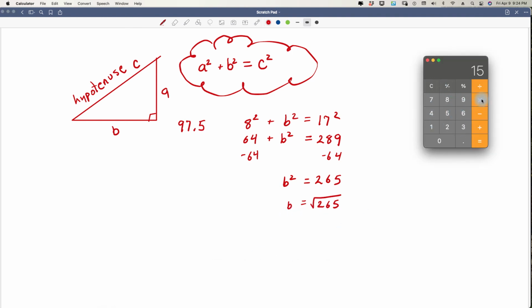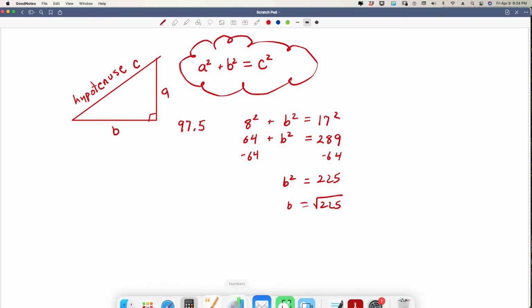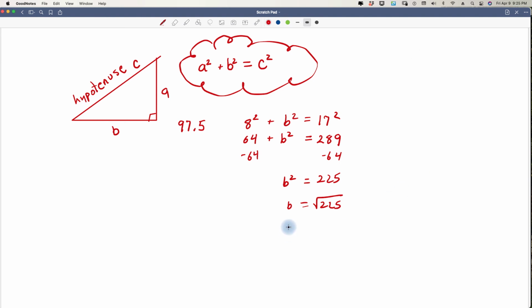Let's check it. 15 times 15 is, oh, you know what? 289 minus 64 is 225. I did bad math. Miss Tracy, that's terrible. 225 equals b squared, so b equals the square root of 225. And 15 times 15 is 225. So b is equal to 15, which is what it's supposed to be equal to.